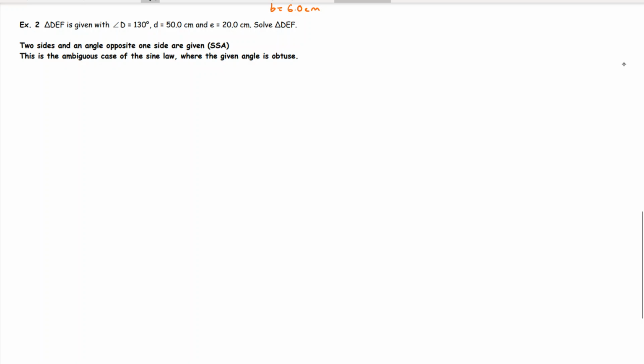So step 1, since we can see that we have two sides and an angle, we're going to check to see if we have more than one triangle. So step 1 is to check. Our opposite side is 50 centimeters, and that's bigger than the given side. Right? Our opposite side is bigger than our given side.